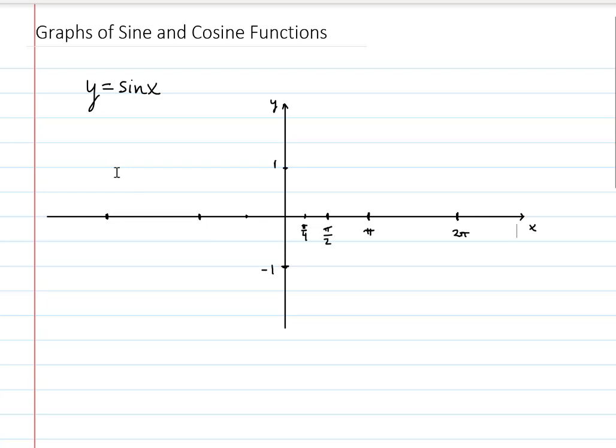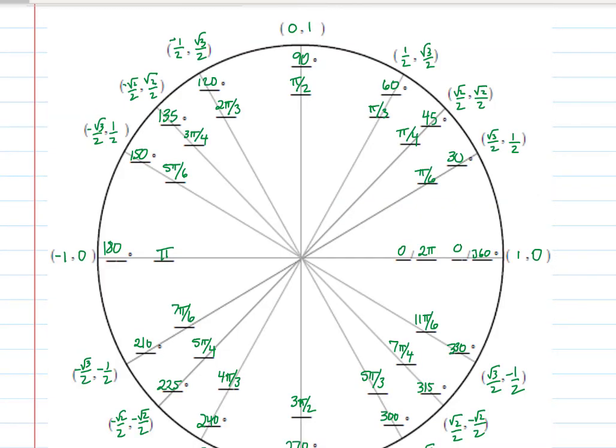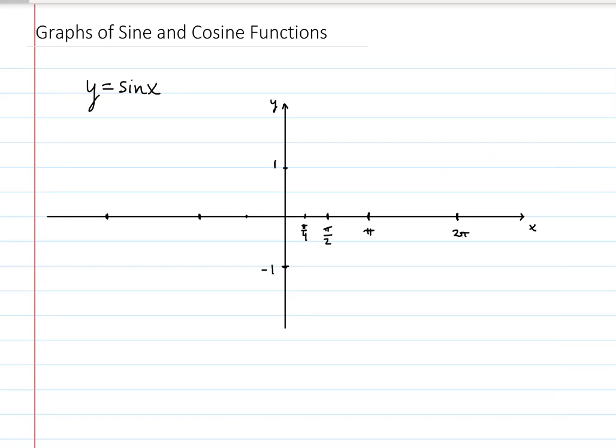So we'll start with 0 here. If we go back and look at our unit circle, we want sine of 0. And again, remember sine for us is the y coordinate. So sine of 0 is 0, right? So back to our graph here, we have sine of 0 is 0. So we put a point there.